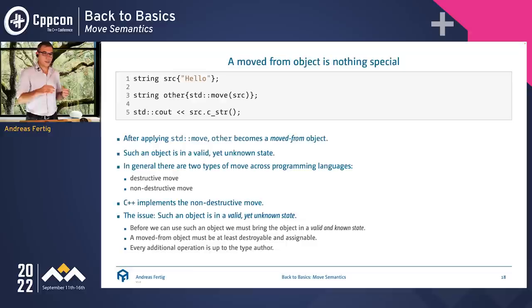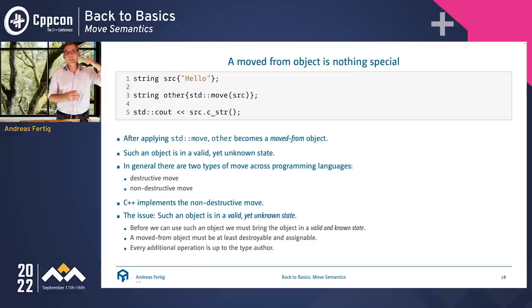And why is this so hard? In general, there are two types of move semantics across programming languages. We can have a destructive and a non-destructive move. Rust, for example, as far as my knowledge goes, implements the destructive move.